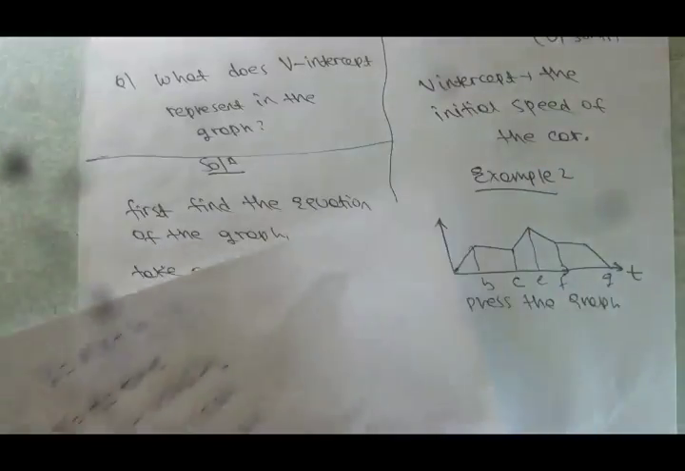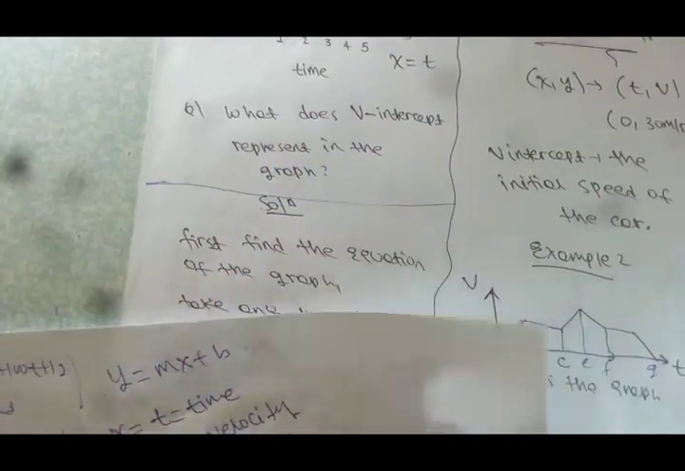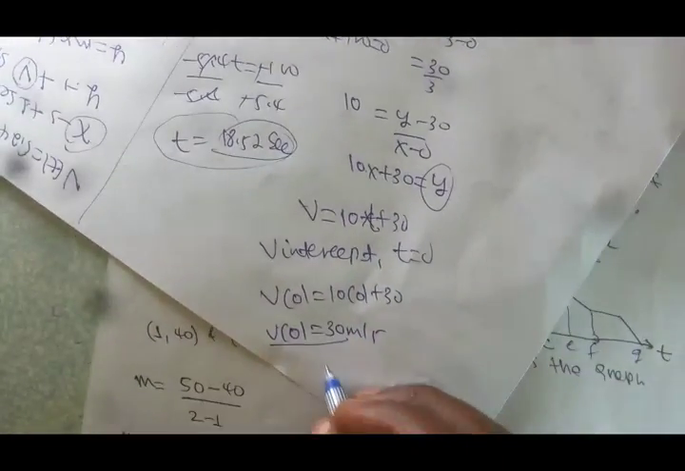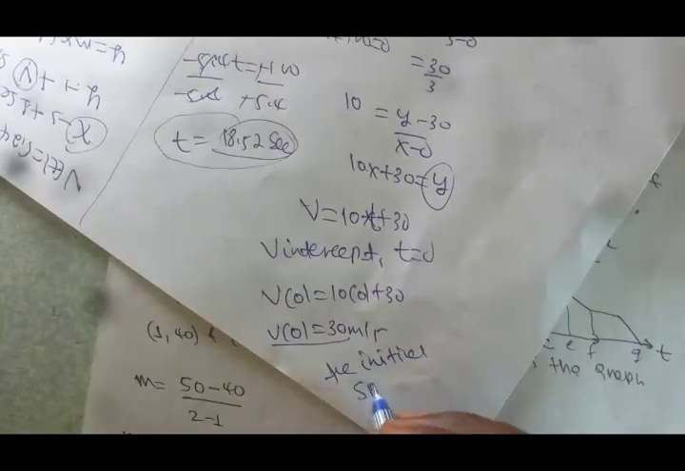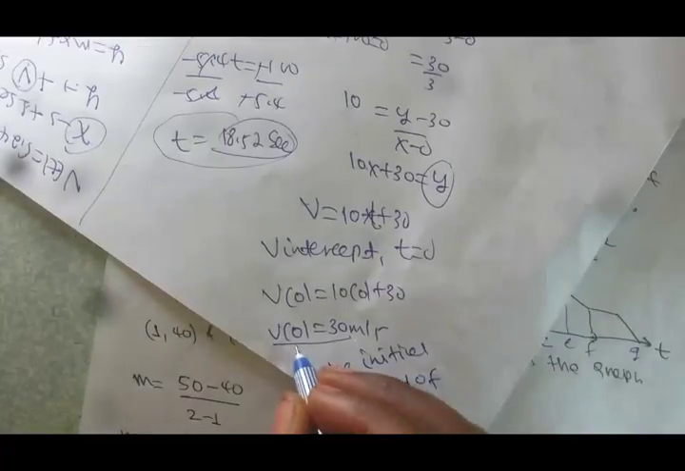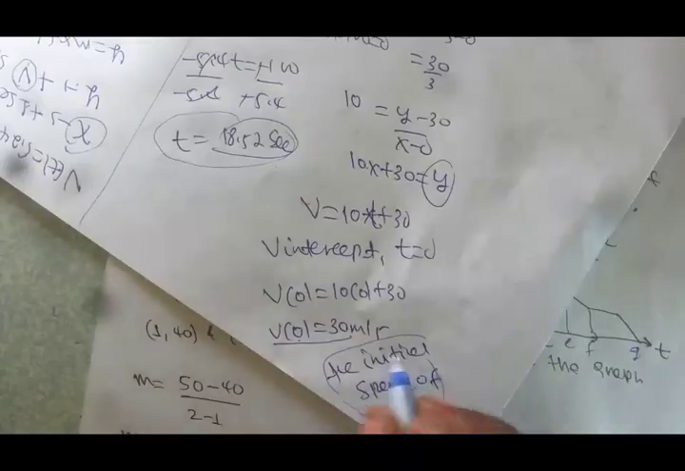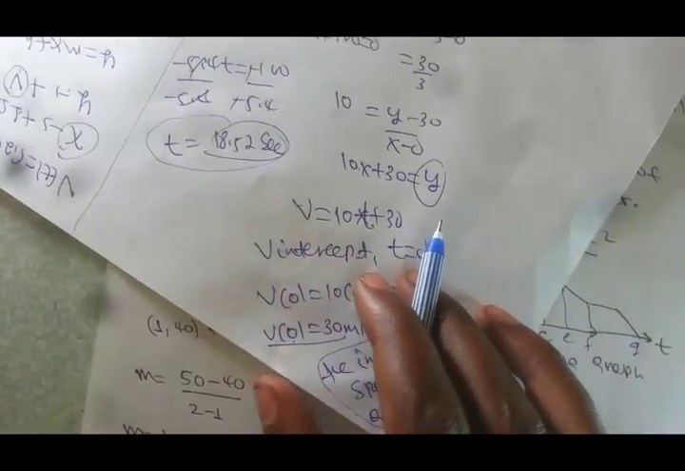And we are asked what the v-intercept represents in the graph. It is the initial speed of a car. So v of 0 is equal to 30. It indicates the initial speed of the car. The v-intercept represents the initial speed of a car.